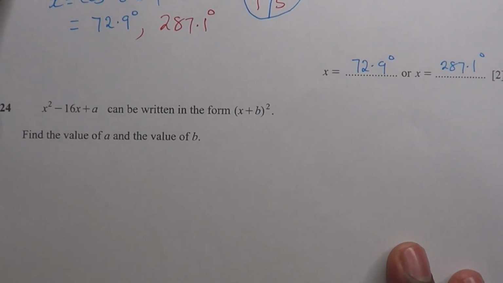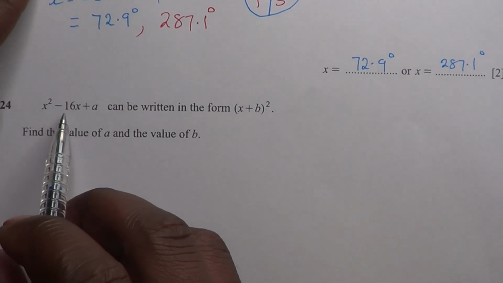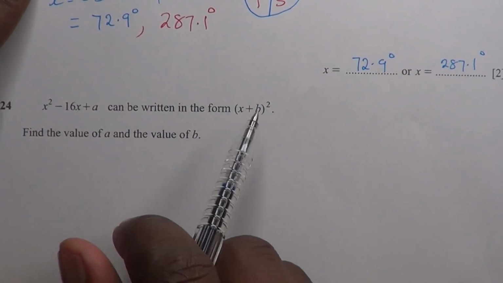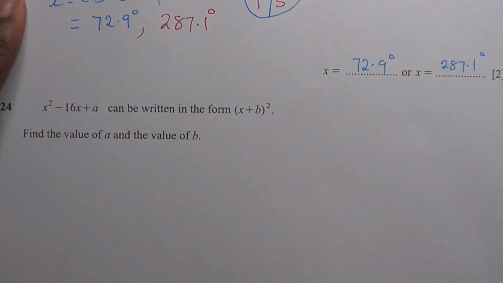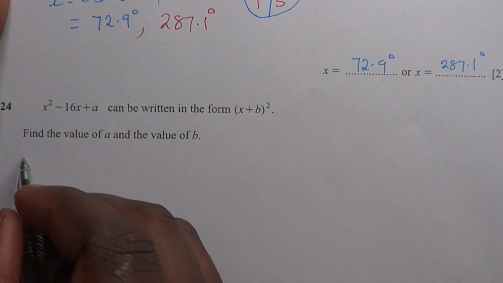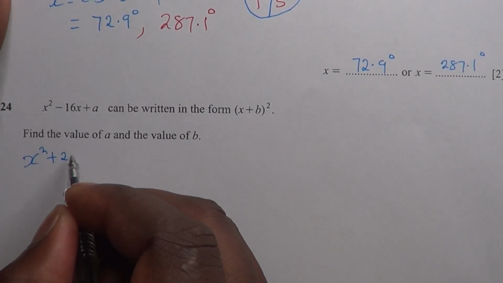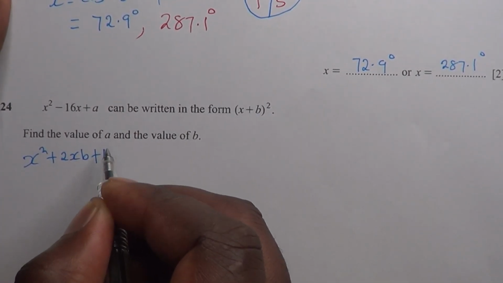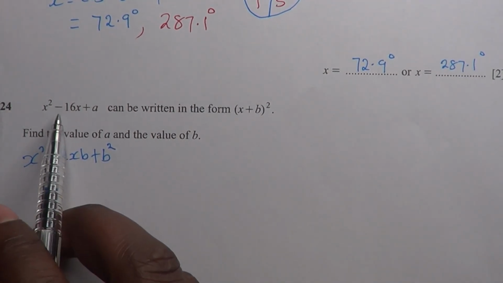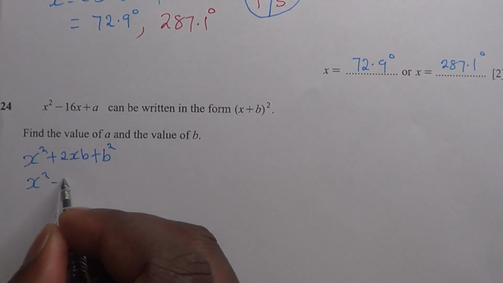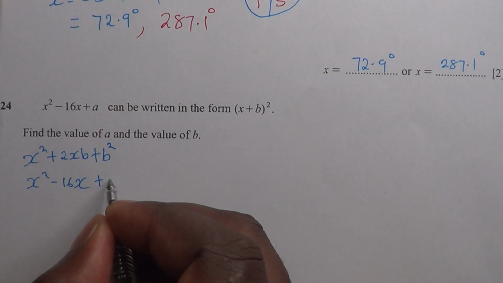So in question number 24, we are being told that x squared minus 16x plus a can be written in the form of x plus b squared. Find the value of this number. Now for us to find that value, remember that that is the quadratic. You need to form the quadratic expression. The quadratic expression in this form is always x squared plus 2xb plus b squared.